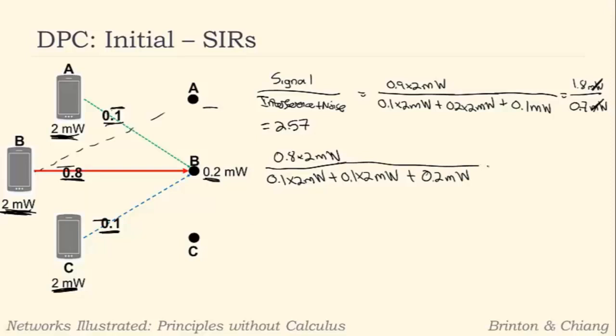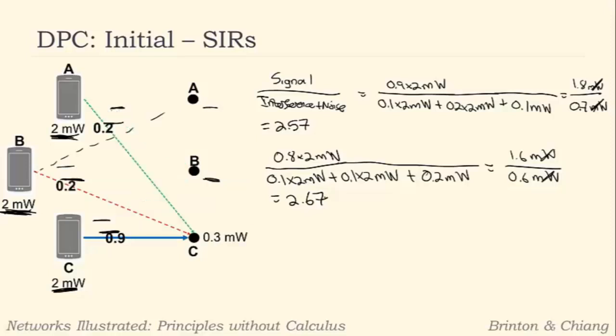So remember the noise is higher than it was for A. So on the top here we have 1.6 milliwatts, 0.8 times 2, divided by, on the bottom, 0.6 milliwatts. And remember, again, these cancel, and we do that out, we get 2.67 as the signal to interference ratio. And we can do the same thing for C.